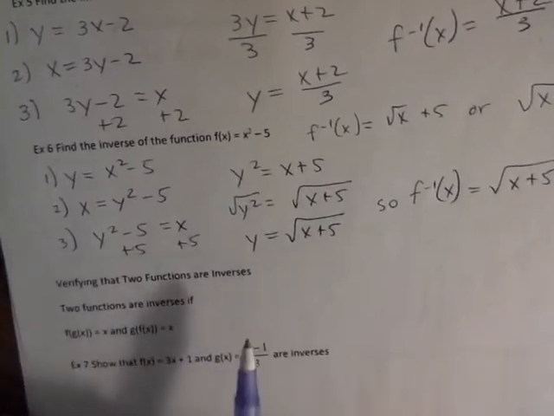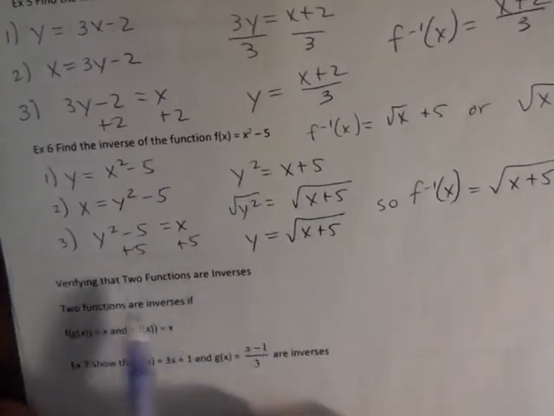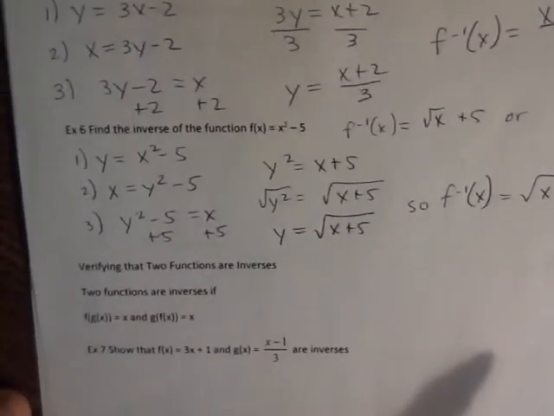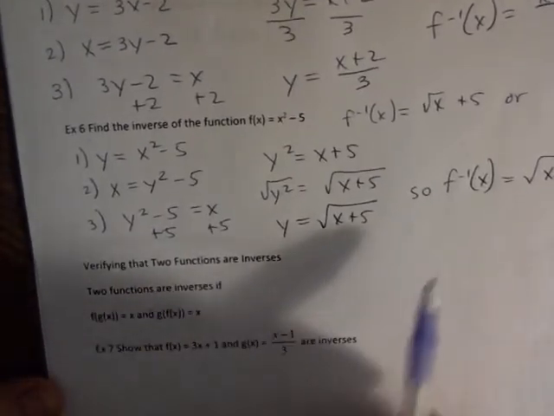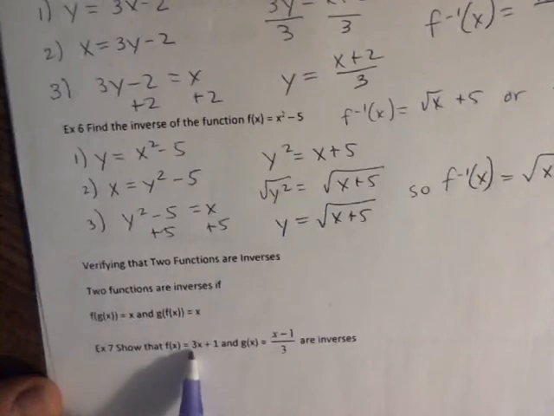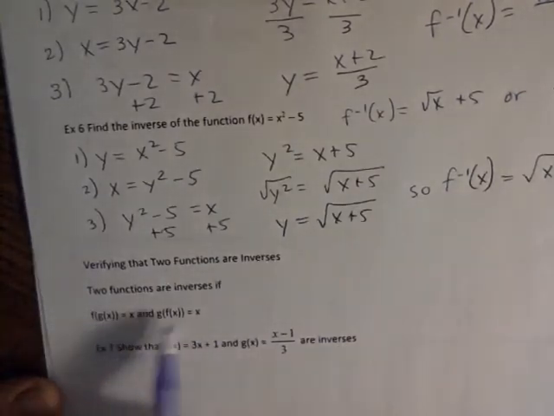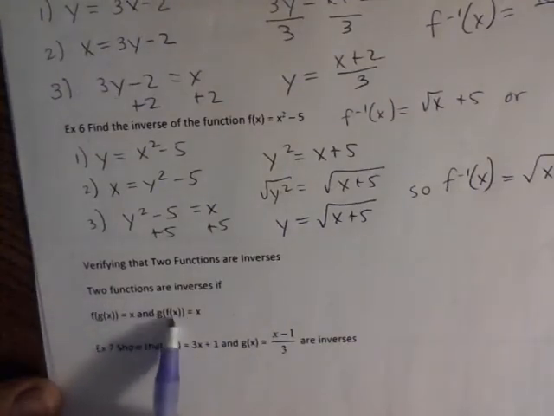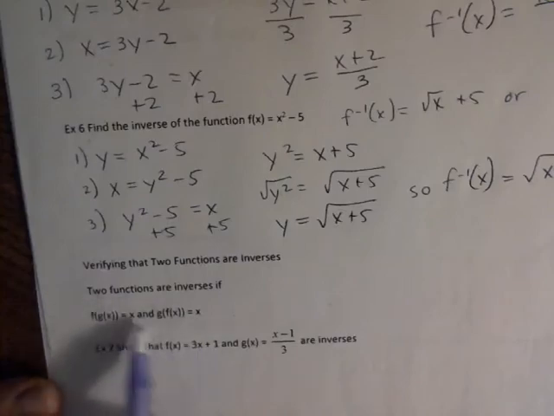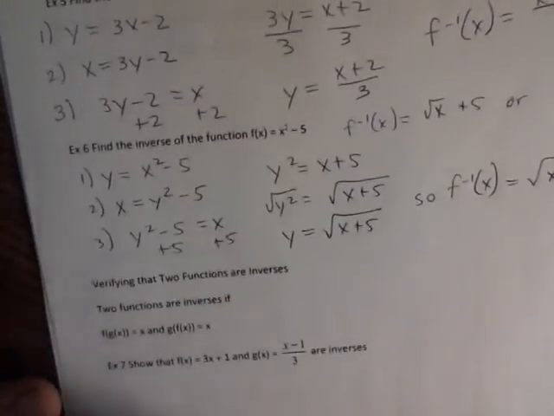Now, the last thing we're going to look at in the inverse section is we're going to verify that two functions are inverses. So how we can test that we're right, that 3x plus 1 and x minus 1 over 3 are inverses, is we can do their compositions. We can do f of g and g of f. If they both work out to equal x, then we know they're inverses.